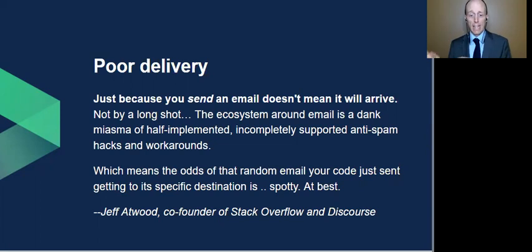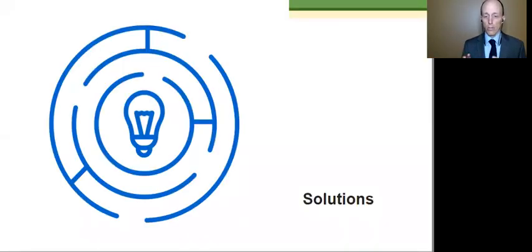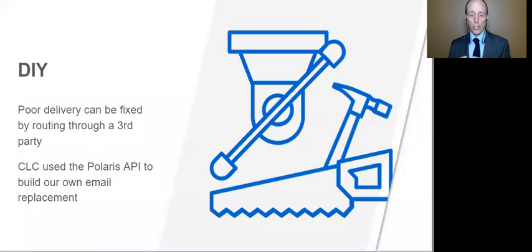So if you're just taking that out of the box experience, there's a lot of potential that those notices aren't actually making it to the people that you hope that they will. So what are the potential solutions that you can consider for these problems? You could roll your own solutions to some of these problems, particularly the problem around poor deliverability, that being able to make sure that the message gets delivered. You can fix that by routing your email through a third-party provider.